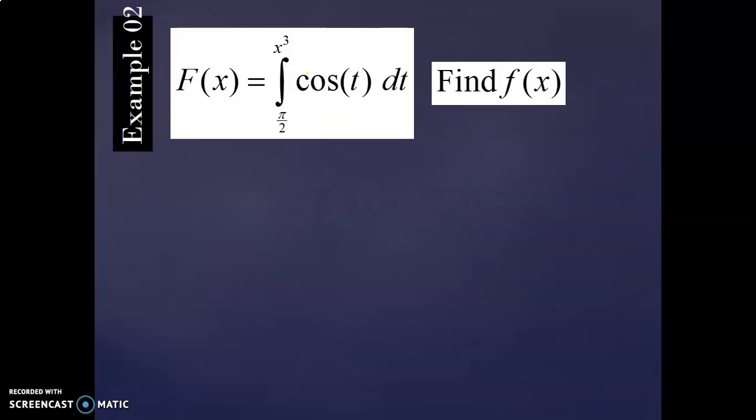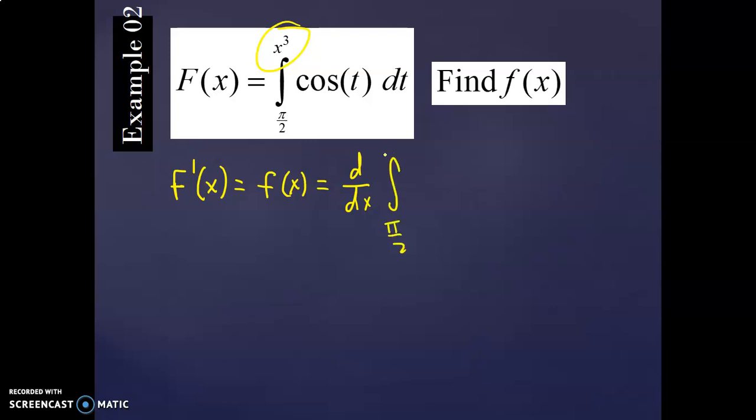So I want to find little f, starting with capital F. Again, I'm going to be taking the derivative, but I have x cubed on top instead of just x. So capital F prime would be equal to little f, which would be equal to the derivative with respect to x of the integral from pi over 2 to x cubed of cosine of t dt. Everything's in the right place. This variable matches. We have a constant, and this variable matches.